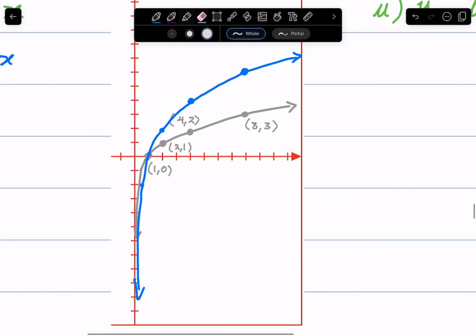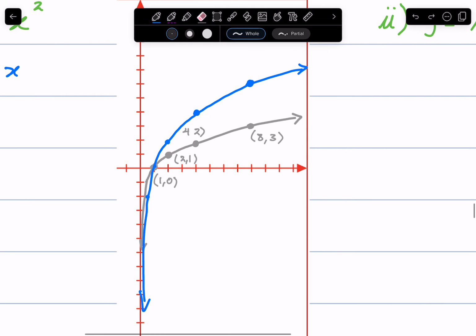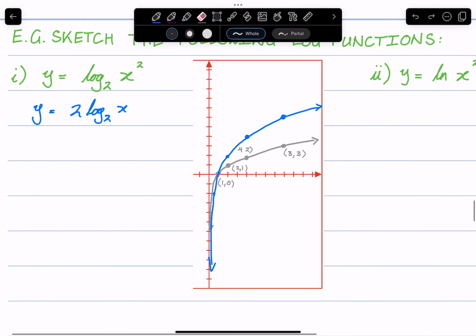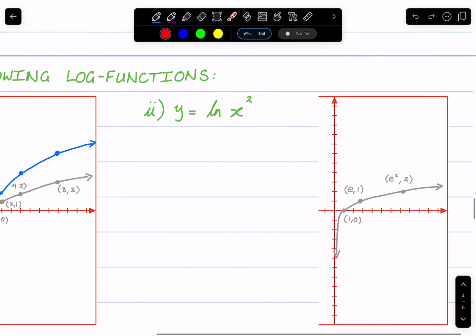Okay, so let's erase all of these points. This is our new function compared to the original. The original is in gray, and the transformed function is shown here in blue. All right, so let's move on to the next.